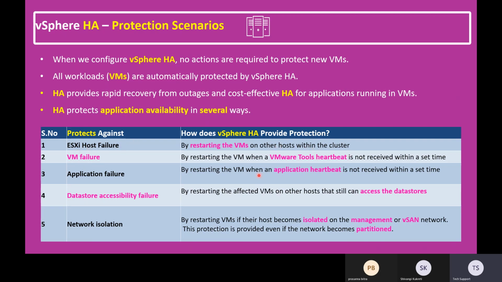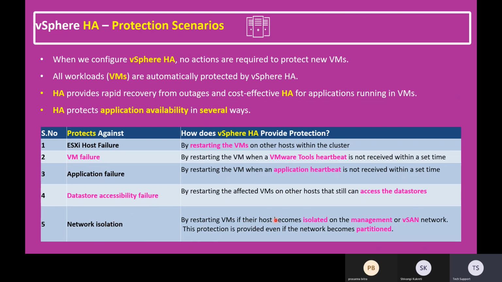And suppose a virtual machine fails, it restarts the virtual machine when a VMware Tools heartbeat is not received within a set time. Normally the default time is 120 seconds, but this can be customized. Any time you can set based on the customer's request or recommendation. And for application failure, it restarts when an application heartbeat is not received within a set time. And for datastore accessibility failure, it restarts affected VMs on other hosts that can still access the datastore.